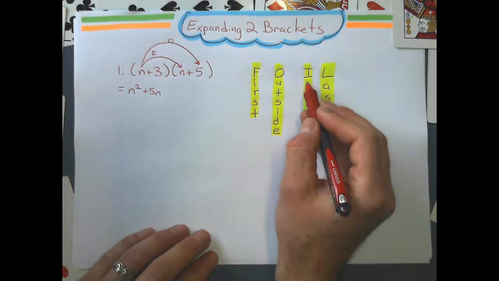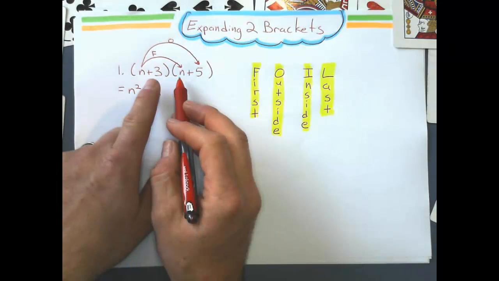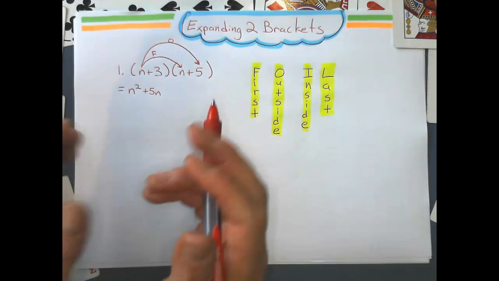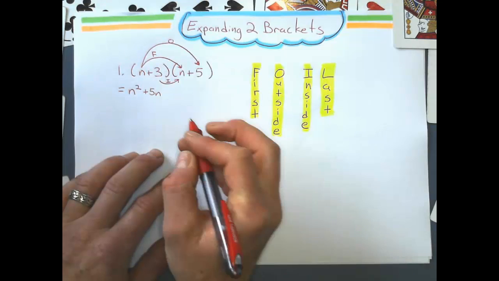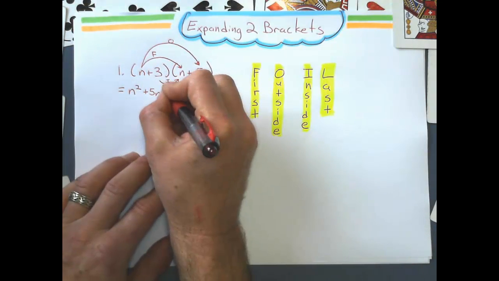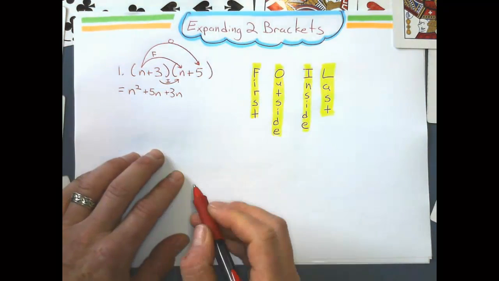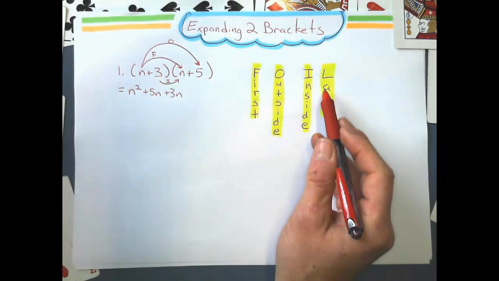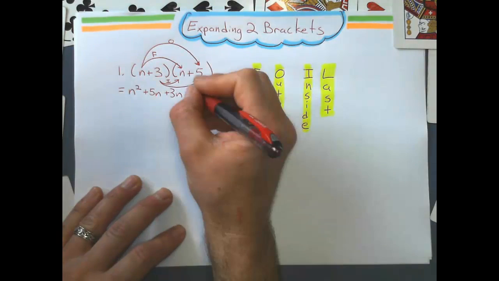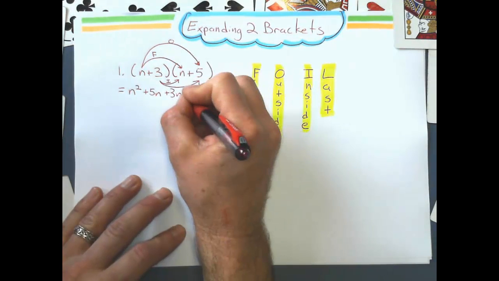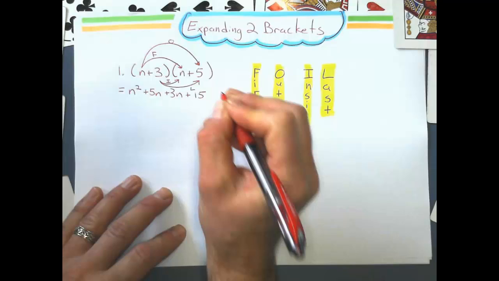And then what I'm looking at are the inside terms. Well, the inside terms are the ones that are close together. That's right there. And 3 times n is positive 3n. And lastly, of course, we do the last terms, which is 3 times 5. And 3 times 5 is positive 15.